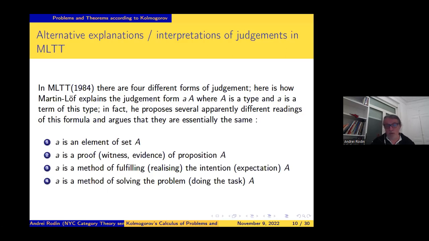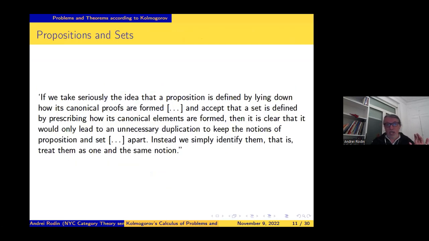So you may also think about your term as a method of solving a problem and think about type as a problem, right? According to Martin-Löf, all these are just different ways to think about the same formal structure. And he even makes some claims that sound kind of improbable outside this context. He says, if we take seriously the idea that a proposition is defined by laying down how its canonical proofs are formed, and accept that a set is defined by prescribing how its canonical elements are formed, then it is clear that it would only lead to unnecessary duplication to keep the notions proposition and set apart.